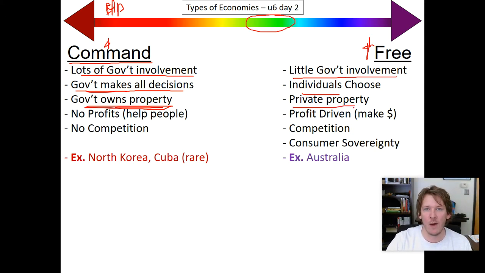Over here, we have private property. You own your property. You buy your property. You take care of your stuff. And if you don't have property, then that's on you.